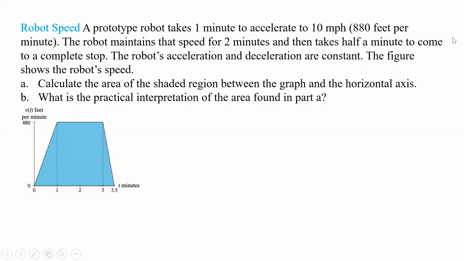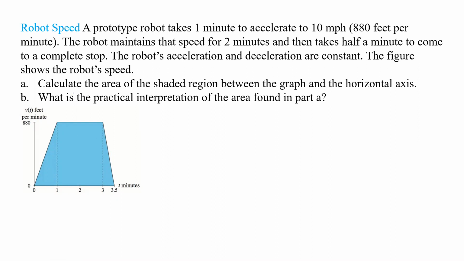All right, so here we have a prototype robot that takes 1 minute to accelerate to 10 miles per hour, which is 880 feet per minute. Then the robot maintains that speed for 2 minutes and then takes half a minute to come to a complete stop. The robot's acceleration and deceleration are constant, so basically linear, and the figure shows the robot's speed.